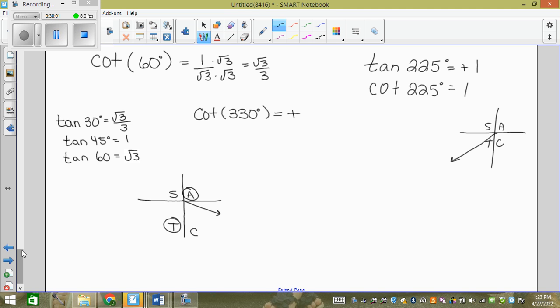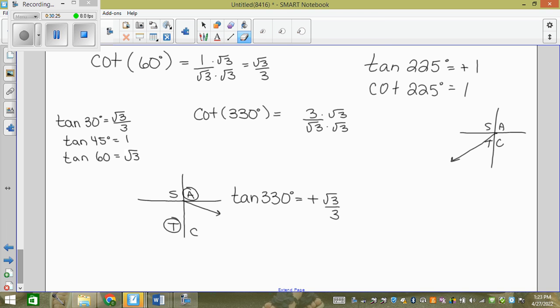And then 330. If I want tan of 330, what reference angle is that? It's 60. No, it's 30. And what's the answer for 30? Root 3 over 3. So this is going to be 3 over root 3. And sorry, it's negative. I don't know why I put a positive. Sorry, negative 3 over root 3, which is just negative root 3.